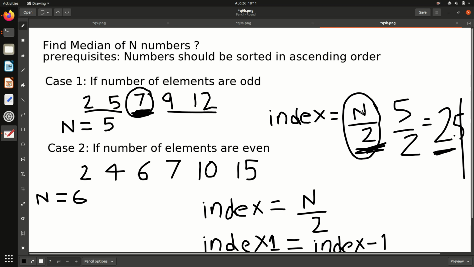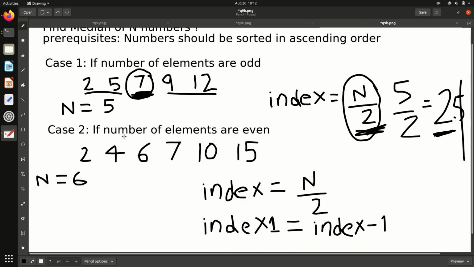N by 2 will be there, but make sure it is integral, because if you do decimal division, then it will be 2.5. So where will you find index 2.5? There is no such index, so it should be an integer. I hope it is simple for odd numbers.